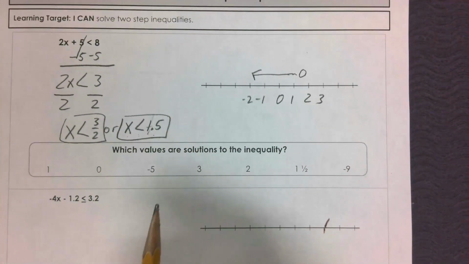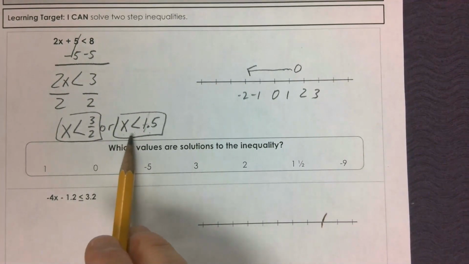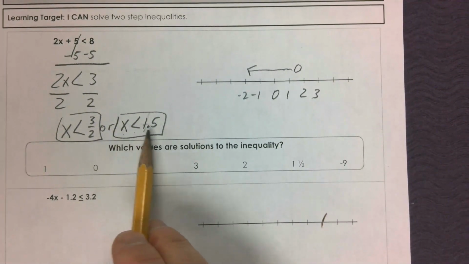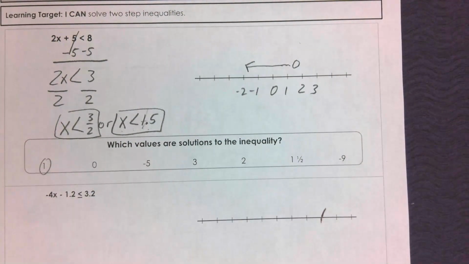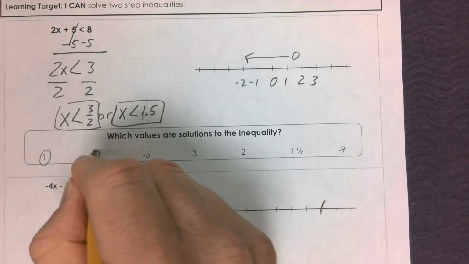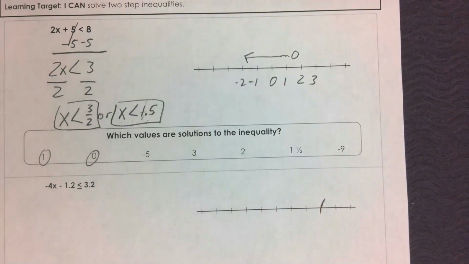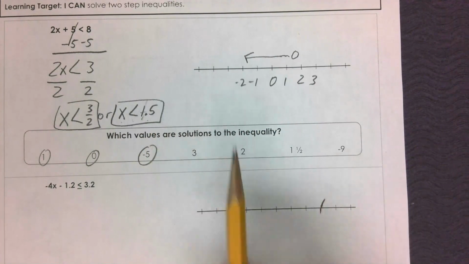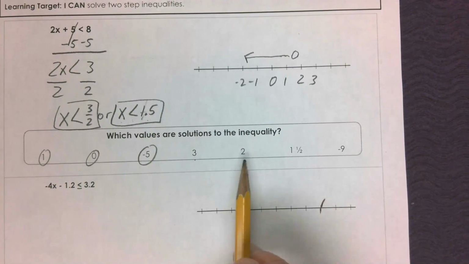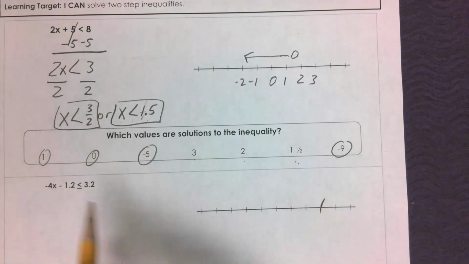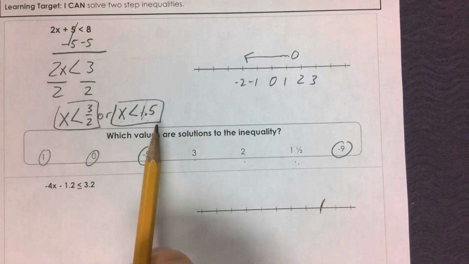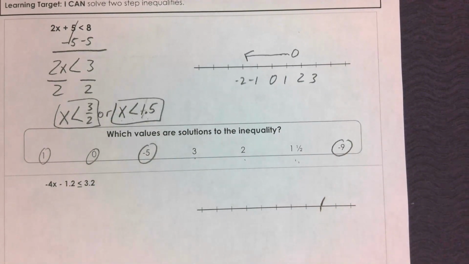All right. Excuse me. Let's see what fits this category. Anything less than 1.5? Well, 1's less than 1.5. 0's less than 1.5. -5 is less than 1.5. And we're talking about positive 1.5. 3's higher. 2's higher. That's equal to. We're not talking about equal to. We're talking about less than. So all four of these numbers fit into this category.